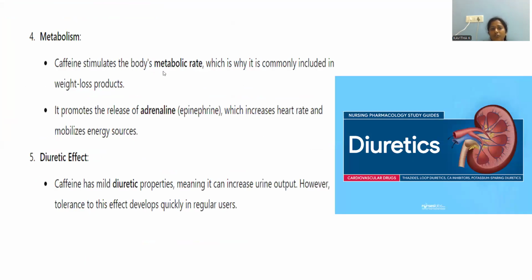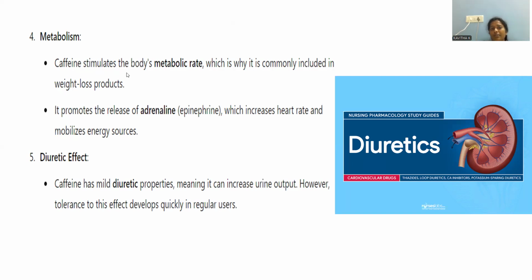Metabolism. Caffeine stimulates the body's metabolic rate, which is why it is commonly included in weight loss products. Whenever we consume caffeine in the prescribed manner, it enhances the metabolic rate. Metabolic rate is whatever biological activities are carried out inside the body, and those metabolic activities get enhanced. When metabolic activities are at the optimal, requisite level, the fat content will be burned, calories will be burned in a sufficient manner, so that people are able to reduce their weight. In that manner also it will work.